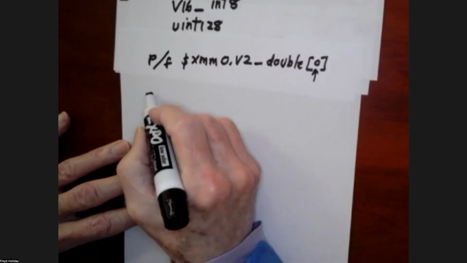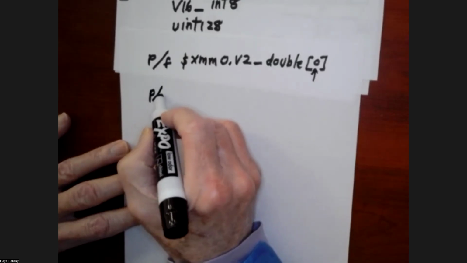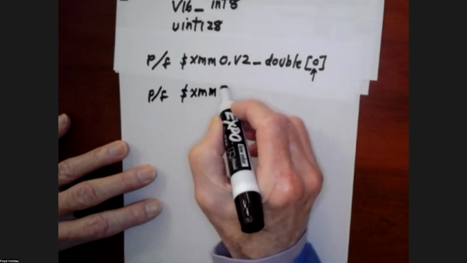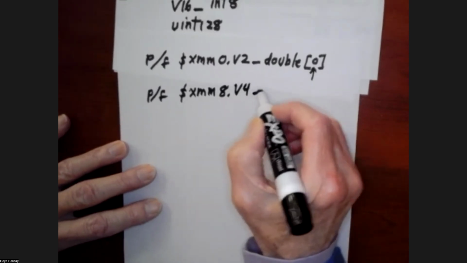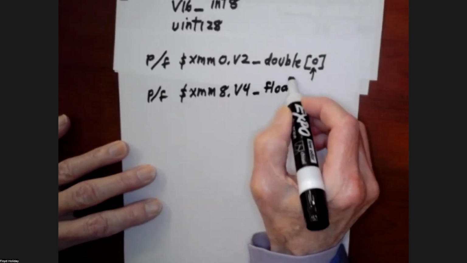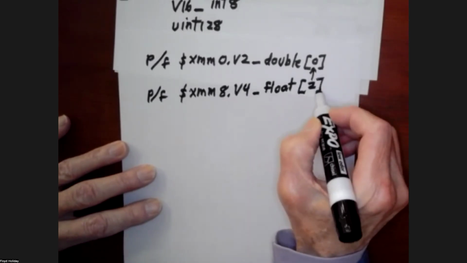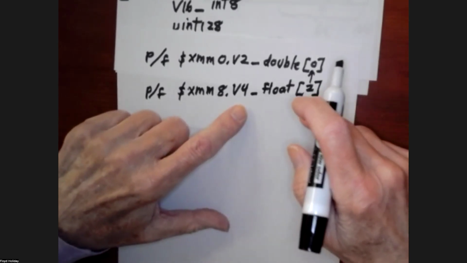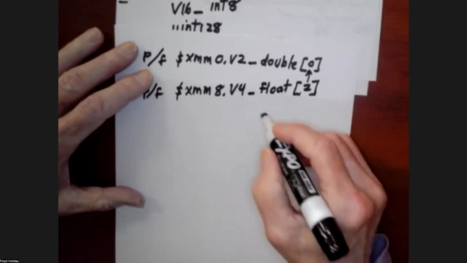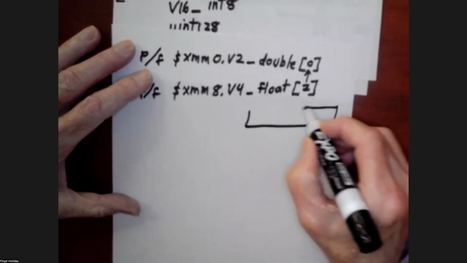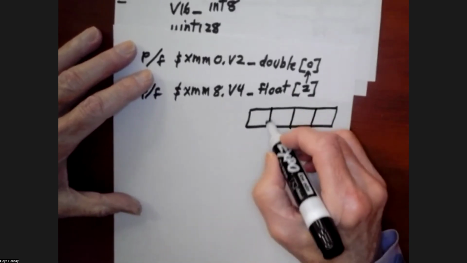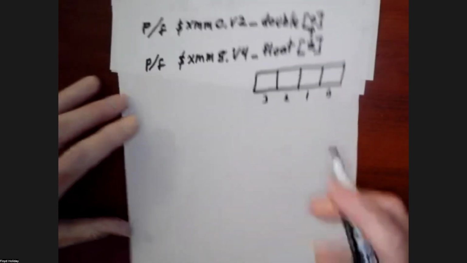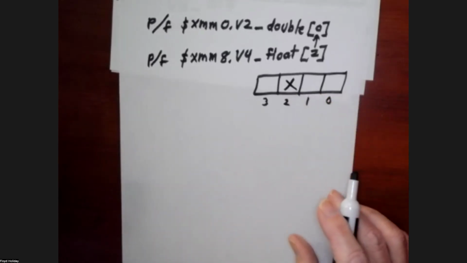Okay, and we could look at, so how about floating point numbers from C++, $xmm8.v4_float[2]. Because there's 4 of them, they're indexed 0, 1, 2, and 3. So this would pick out the third from the right. Is it 0, 1, 2, and 3? It'd pick out this number and show it to you.